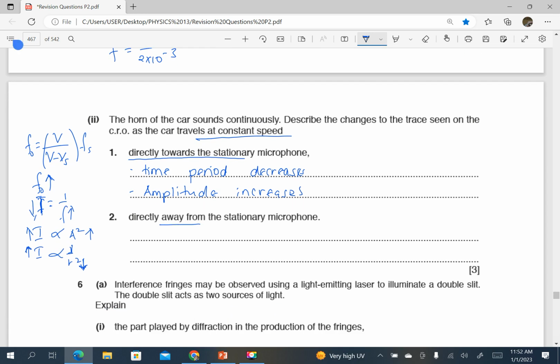Directly away from the stationary microphone. Directly away. Of course, if it is away, the equation of frequency changes. Frequency decreases. So when frequency decreases, it means the period increases. So number one, time period increases.